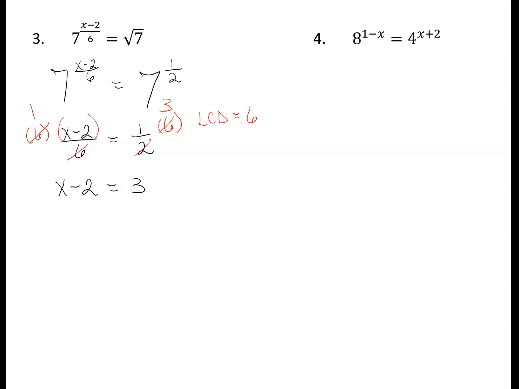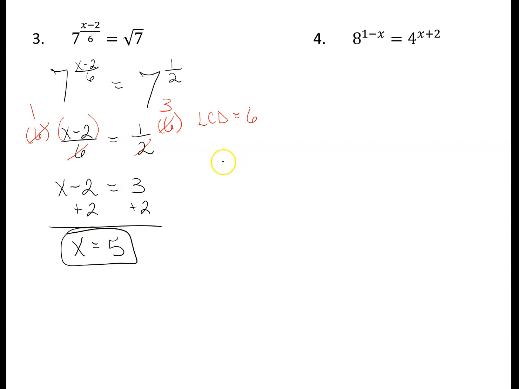Now, we could have also done this by cross-multiplying. Since you only have a single fraction on each side of the equal sign, you could do it that way as well. And maybe I'll show that. Let me finish this up, and then I'll go back and show that as well. So we're going to solve for x by adding 2. And that gives us x equals 5.